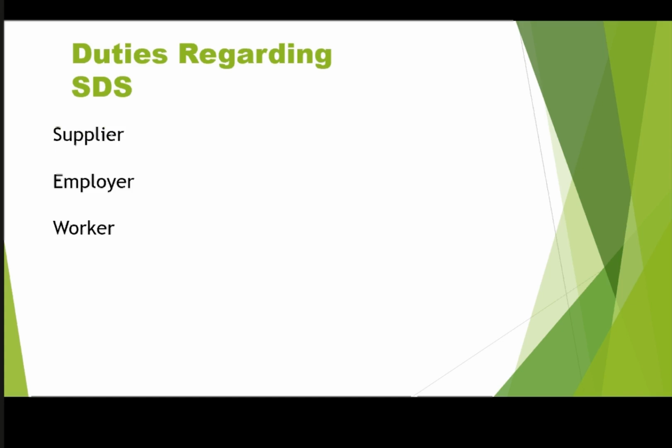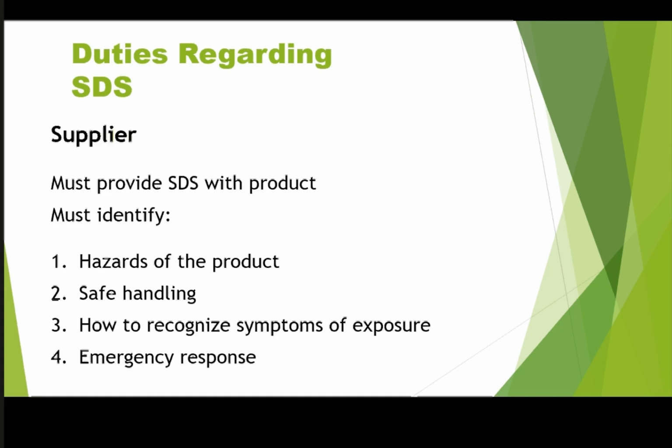Duties regarding safety data sheets. A supplier has to provide the safety data sheet with a hazardous product, and that safety data sheet has to identify hazards of the product, safe handling, how to recognize symptoms of exposure, and emergency response. Now, if you've had any safety training before, you'll recognize these four, because anytime you come into a workplace, you're supposed to be able to identify the hazards in that workplace, eliminate the hazards in that workplace, or at least mitigate the hazards of that workplace, and you should always know the emergency plan.